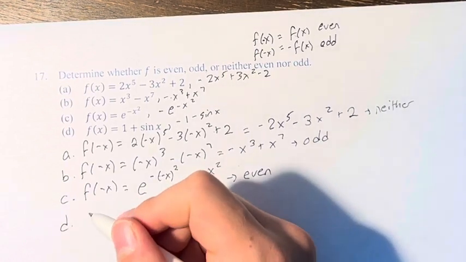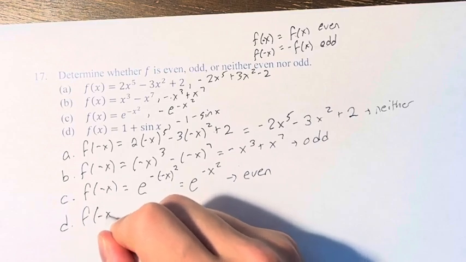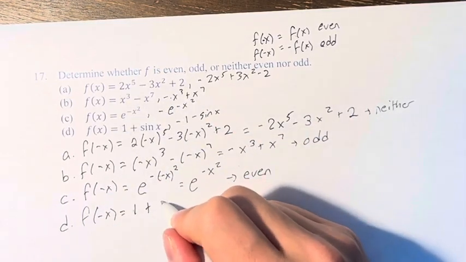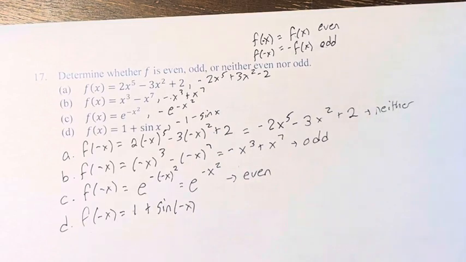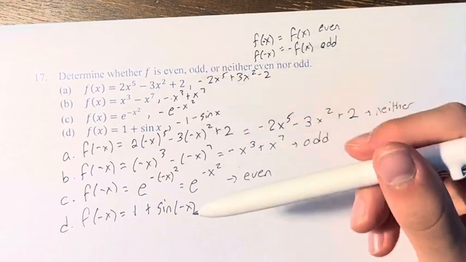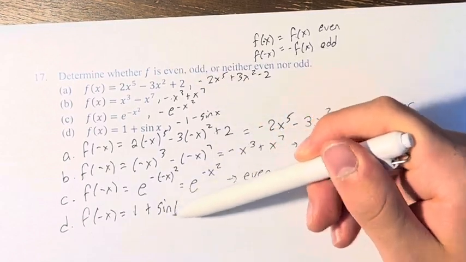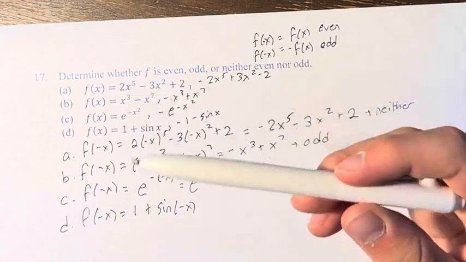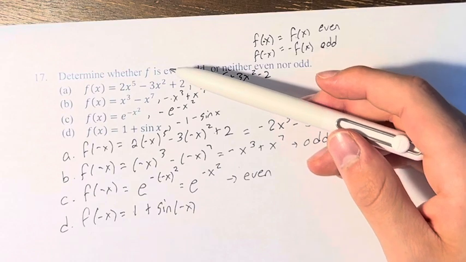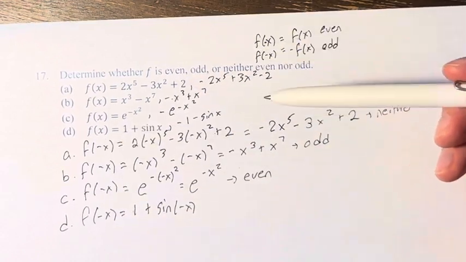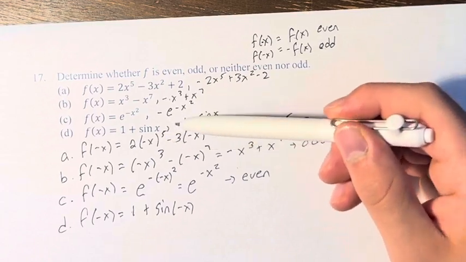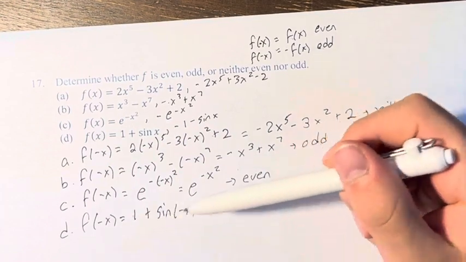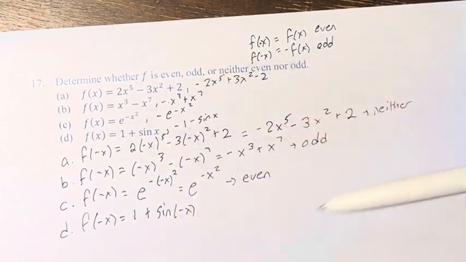And finally, we have f of negative x equals 1 plus sine of x. It becomes 1 plus sine of negative x. Therefore, if sine of negative x is equal to sine of x, then the function is even, because then this will be equal to f of x. It can't be equal to negative f of x because this is a positive one, not a negative one. So if we can prove that sine of negative x is equal to sine of x, then it is even, otherwise it's neither.